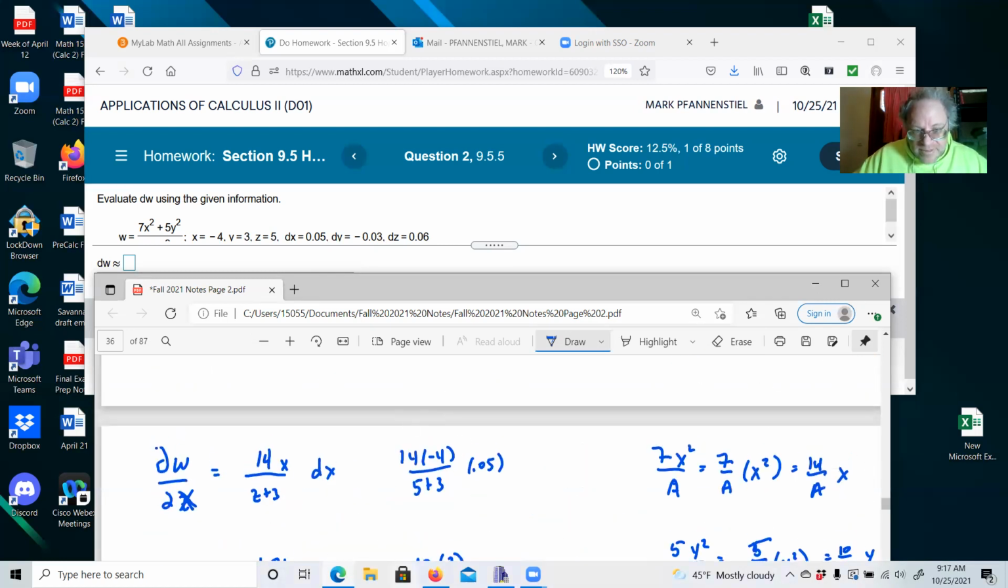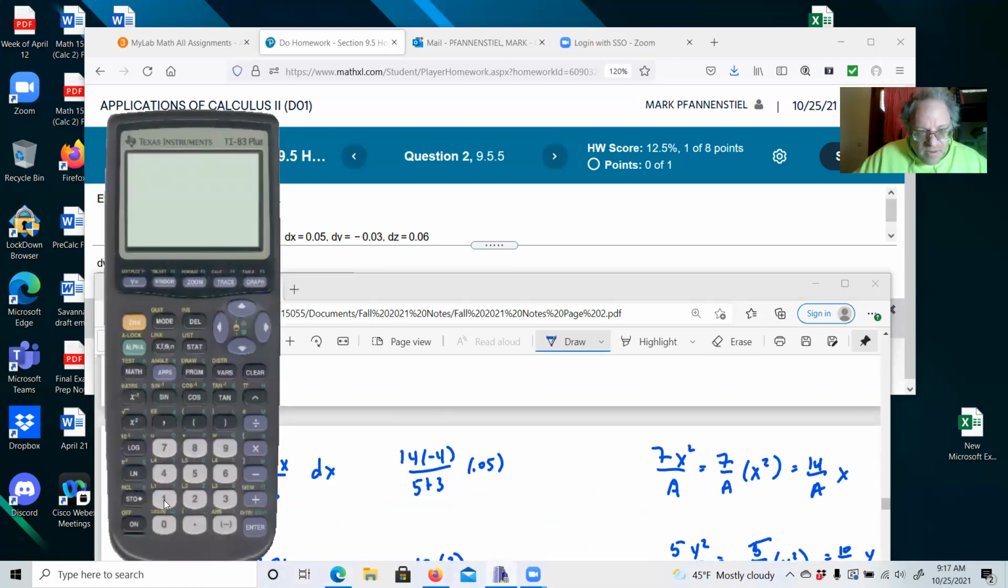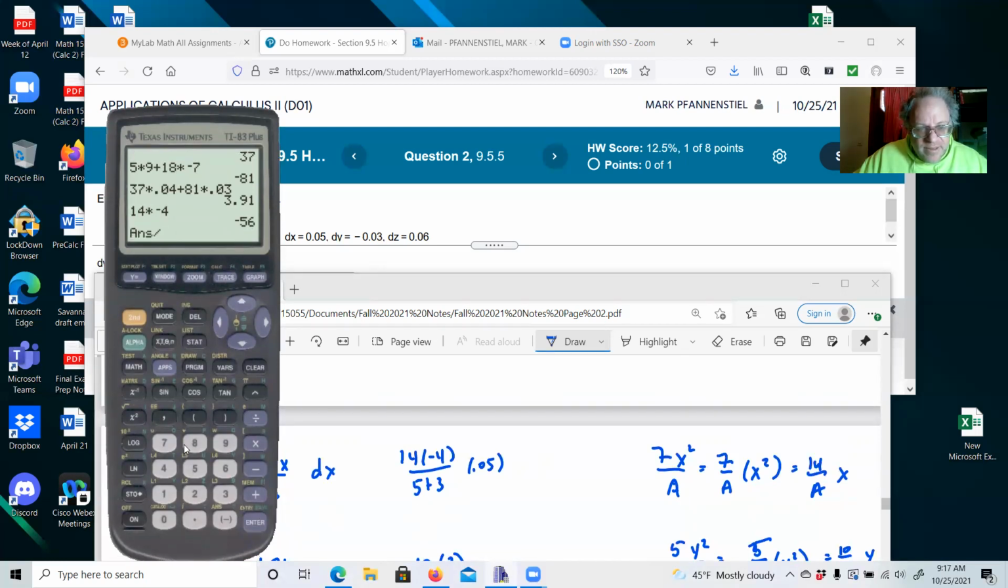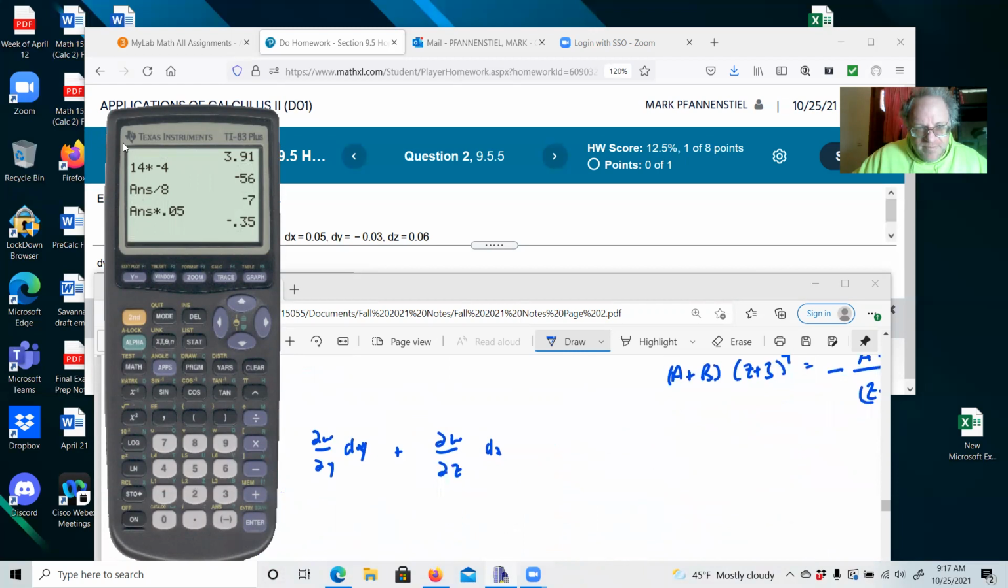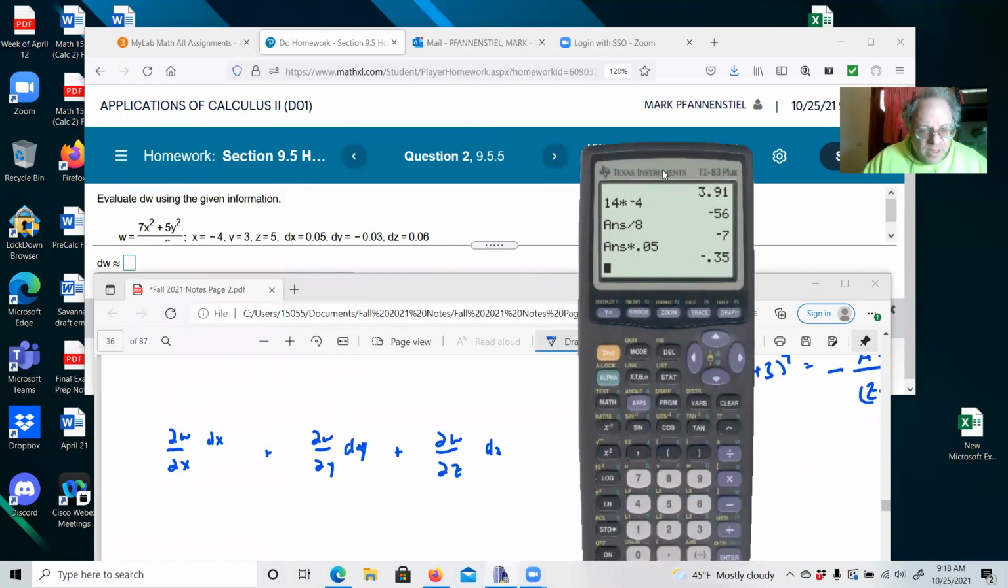What is 14 times -4, divided by 5 plus 3 is 8, so divided by 8, times 1/20 times 0.05. So we get -0.35. Great. Just going to put that here and make a little note.